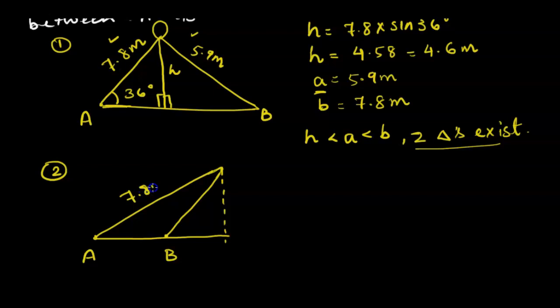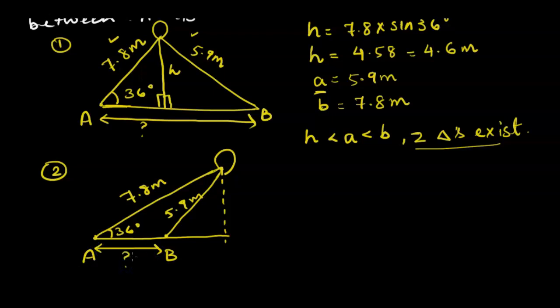So this is how the vertical height would look like in this case. This is 7.8 meters, this is 5.9 meters, and this is where the balloon is. Angle A is given to us as 36 degrees. The question wants us to find the distance between A and B. So in order to find out the distance between A and B, in the first triangle, to find this side, we can use Sine Law. So when we use Sine Law for the first triangle, we can find out this angle.